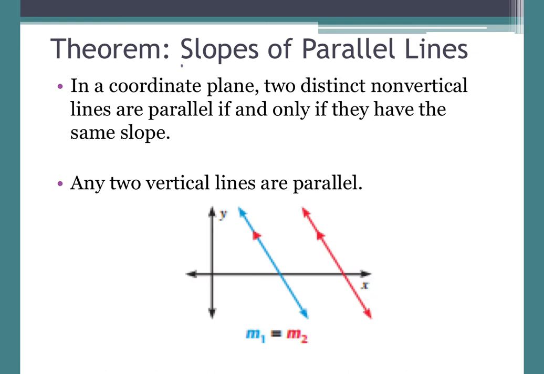All right, slopes of parallel lines. Again, something you already know, but it is something that is proven, which means it can also be turned into a theorem. In a coordinate plane, 2 distinct non-vertical lines are parallel if and only if they have the same slope. So if I knew the slope of one line and then I told you that they were parallel, you would know the slope of the other one. They would be the same slope, okay? And vice versa, if I wanted to prove that they were parallel, I could show that they have the same slope.